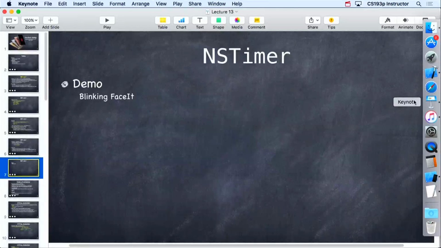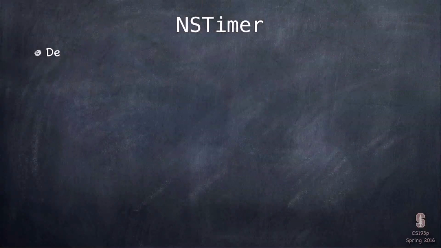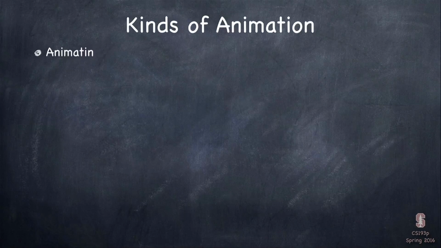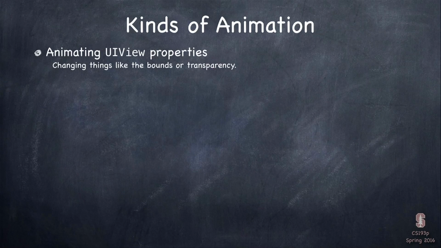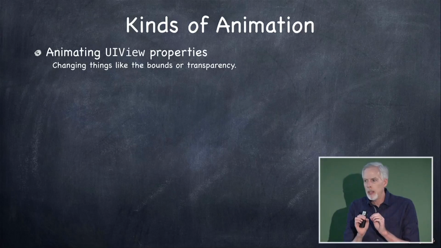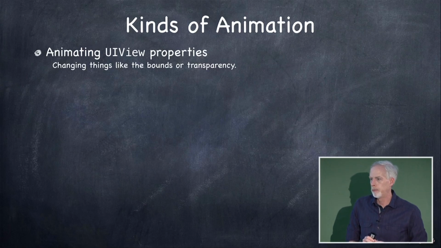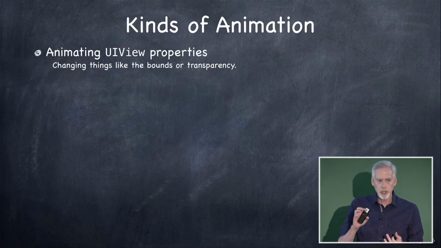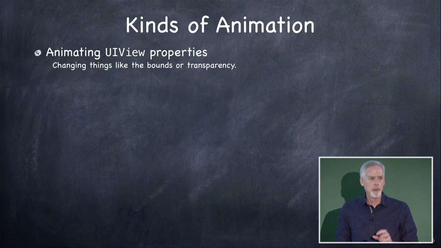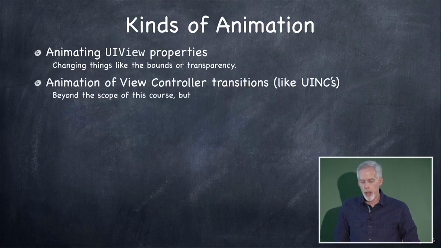All right, back to our slides here. Let's do a little overview of the kinds of animation that are available in iOS. This is most of the kinds. One is there are 3 UIView properties that you can animate the changing of: the frame, the transform, which is like that rotation thing, and the alpha, which is transparency. So you can animate those, and we'll talk about doing that.